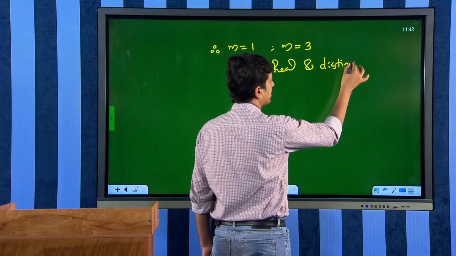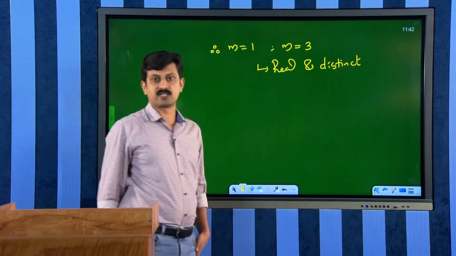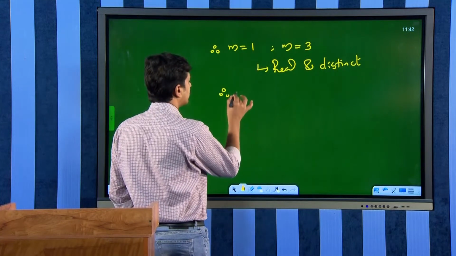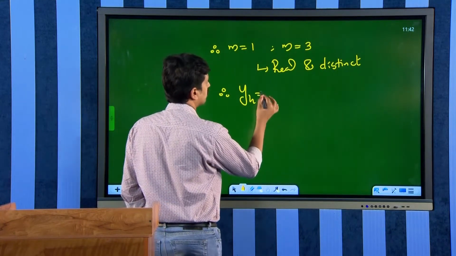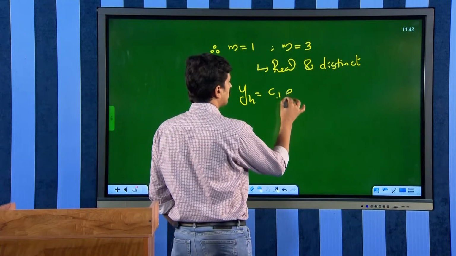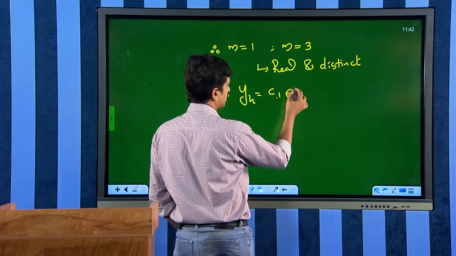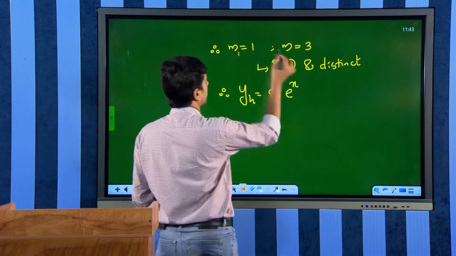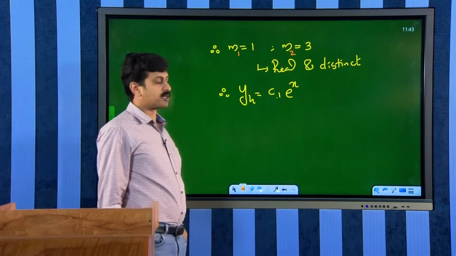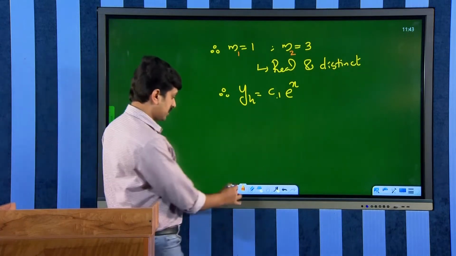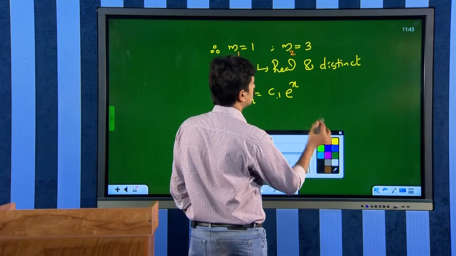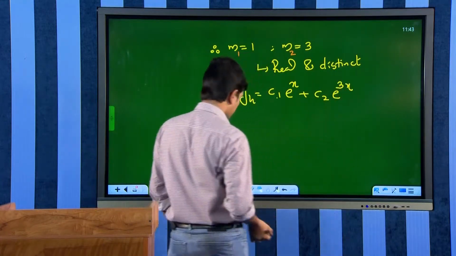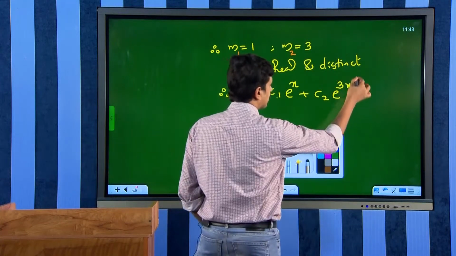Therefore, we are happy, we will get the general solution, that is the complementary function. The general solution of the homogeneous equation yh is equal to c1 e raised to m1 x. The first m is m1, the second m is m2. Therefore, c1 e raised to x plus c2 e raised to 3x. So, this is our complementary function that we found.